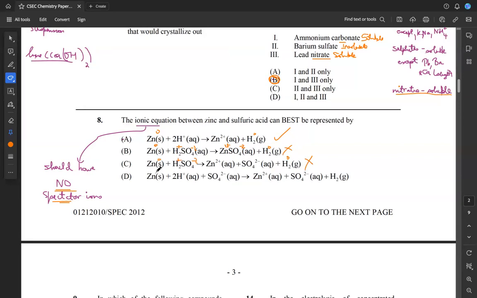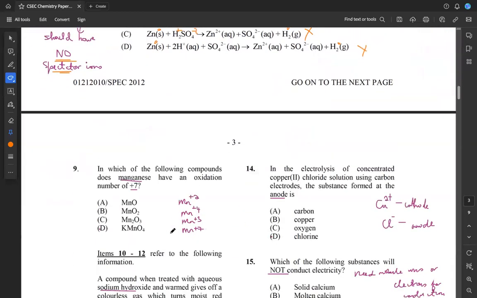Let's look at this one. Zinc is 0 over here. It's 2+ over here. So that changed state. Hydrogen is plus over here. It's 0 over here. So that one changed state. Now the sulfate is 2- here, and it's still 2- here. So that didn't change state. So we can't use that one. So our answer is A, right, guys? A is the only one that doesn't have any spectators. So that's our ionic equation. Okay? So 8 is A.